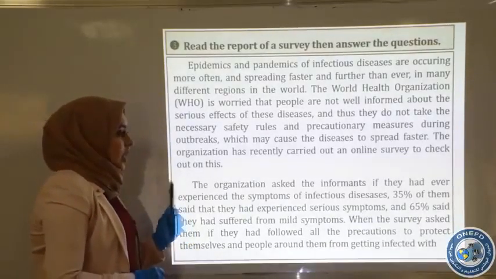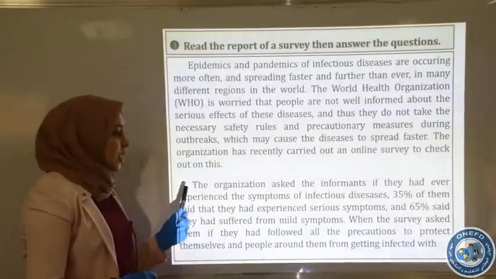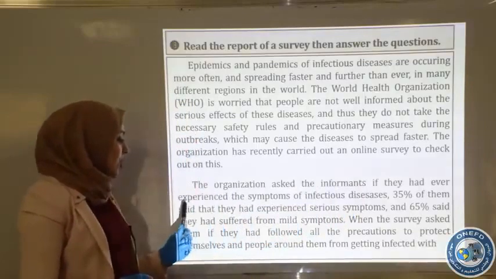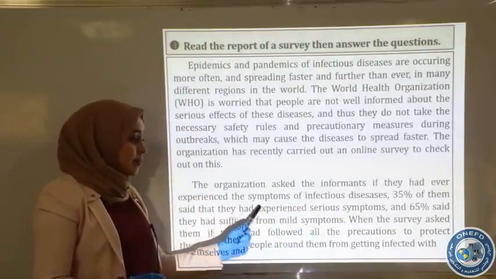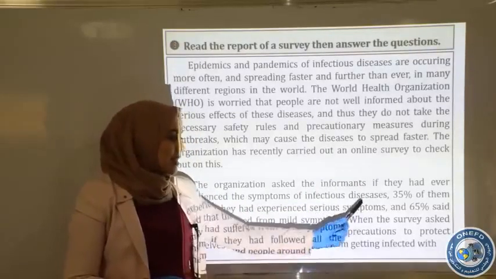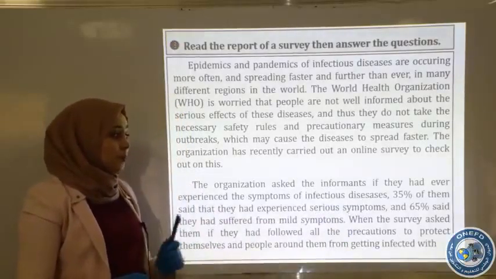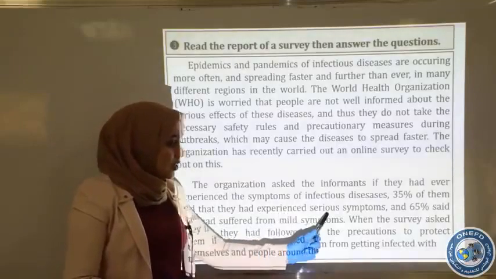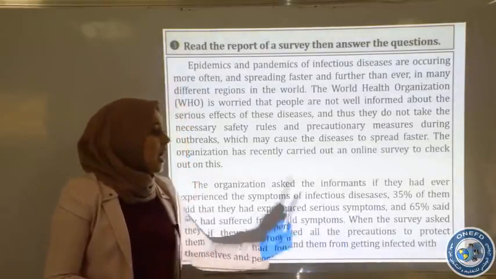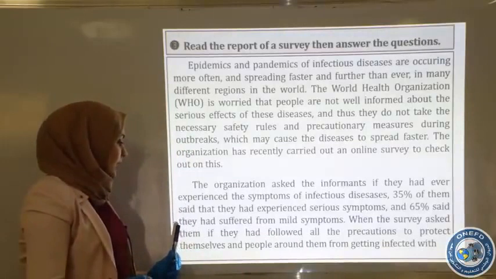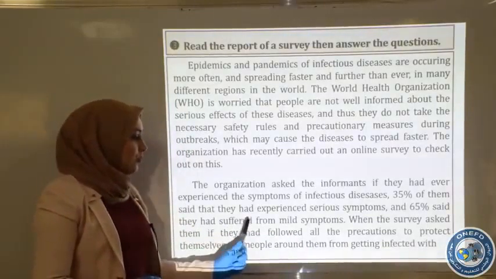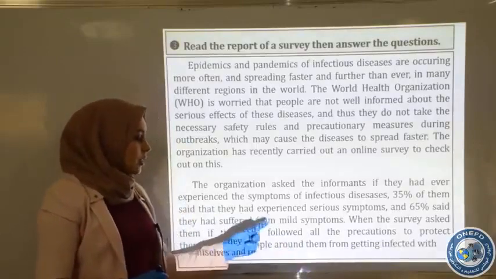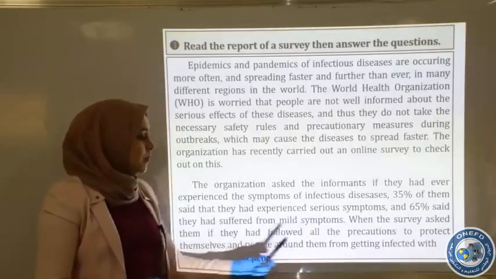So, the next paragraph. The organization asked the informants if they had ever experienced the symptoms of infectious diseases. 35% of them said that they had experienced serious symptoms, and 65% said they had suffered from mild symptoms. Mild means not serious. It's the opposite of serious here.